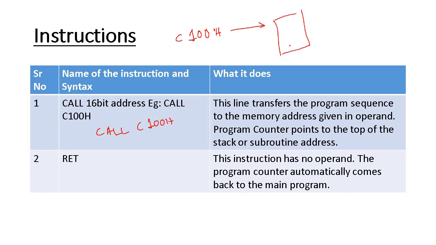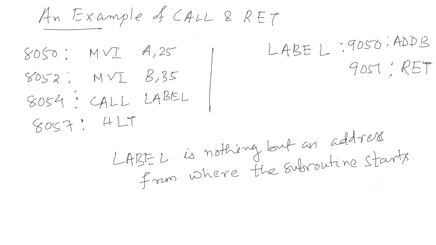Suppose this is a subroutine, and from C100 this subroutine will begin. This line transfers the program sequence to the memory address given in the operand. To return from the subroutine, we require another instruction known as return or RET. It will not take any operand. Now come to another example of call and return instruction.